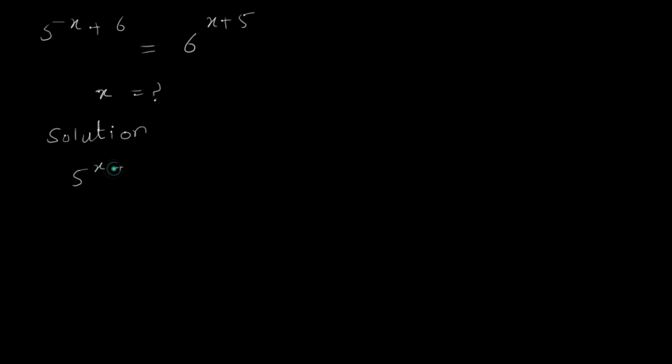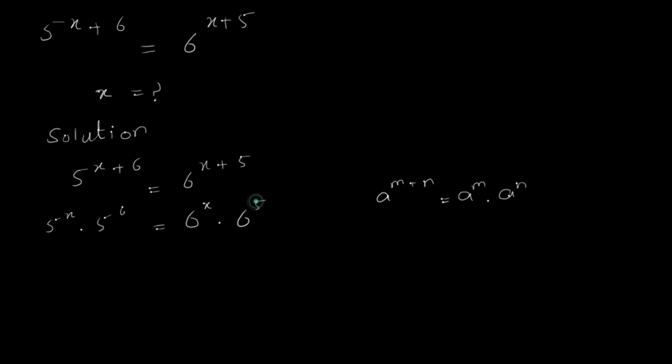5^(x+6) = 6^(x+5). Here we have the power rule: a^(m+n) can be written as a^m times a^n. We will use this identity here. 5^x times 5^6 is equal to 6^x times 6^5.